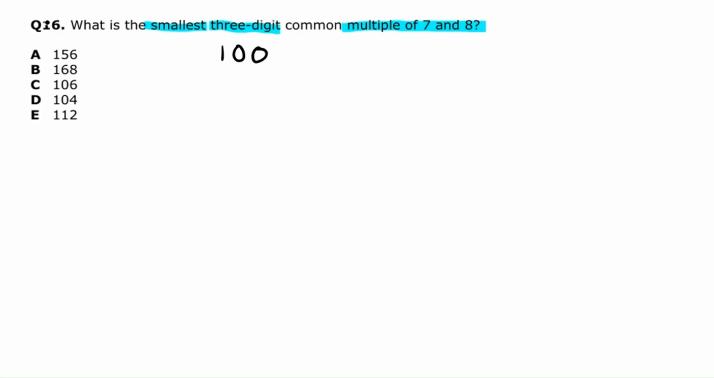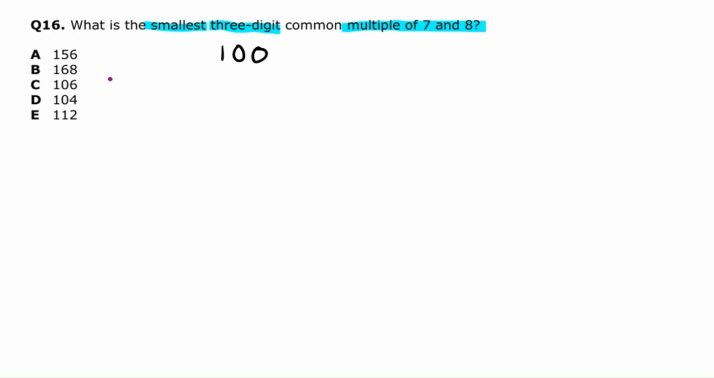To do this, we can't just guess, because that's not how we work things out. So in this case, since we have the options here, we can go through the options and see which one divides by both 7 and 8, and also is the smallest and is three-digit. We know that all of these are three digits because they all have three numbers in them. So now let's go through and divide each of these numbers by 7 and 8.